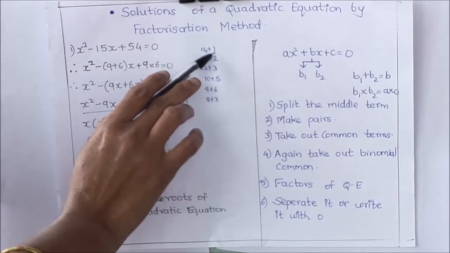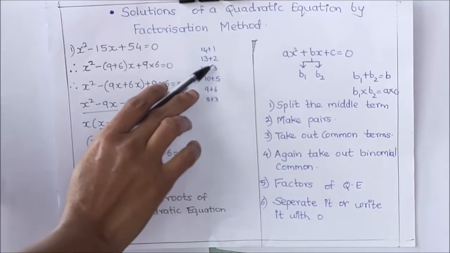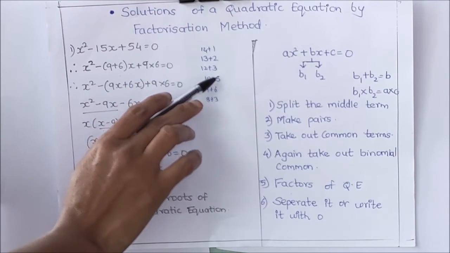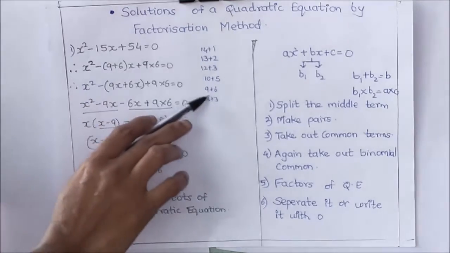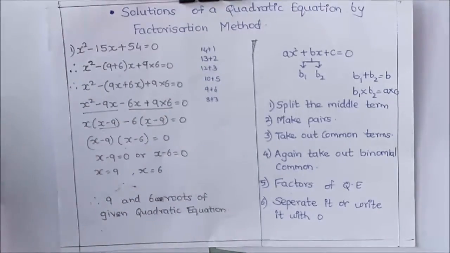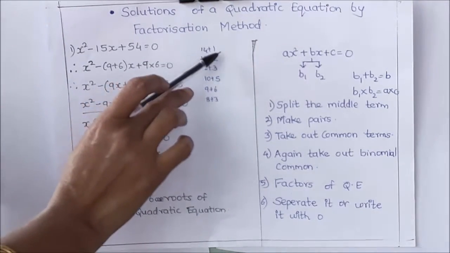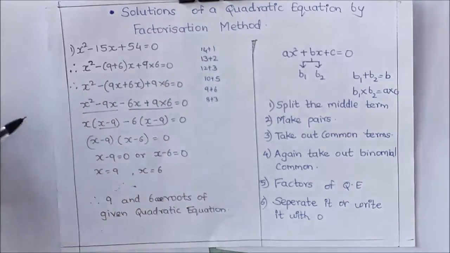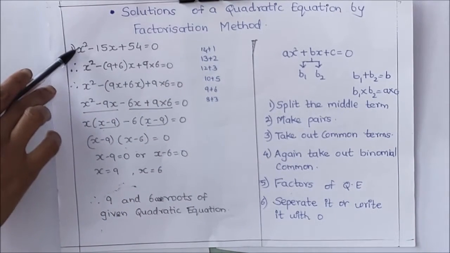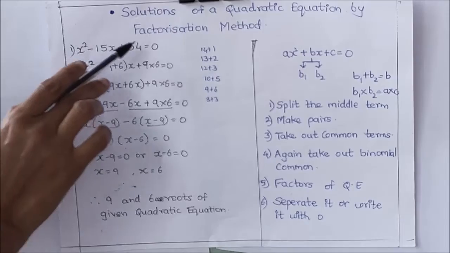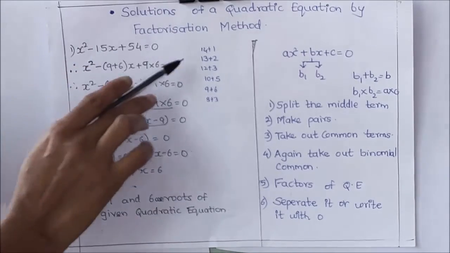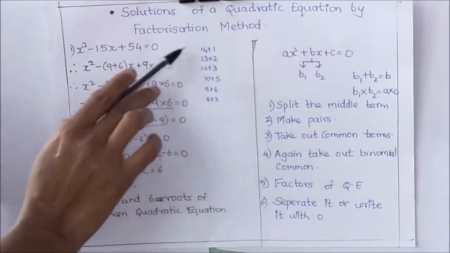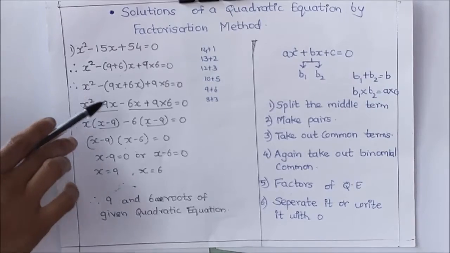We can write 14 plus 1, 13 plus 2, 12 plus 3, 10 plus 5, 9 plus 6, or 8 plus 3. But when we take the product, 14 ones are 14. So here the first term a is 1, and 1 into 54 is 54. We need 54. So 14 ones are 14 will not do.